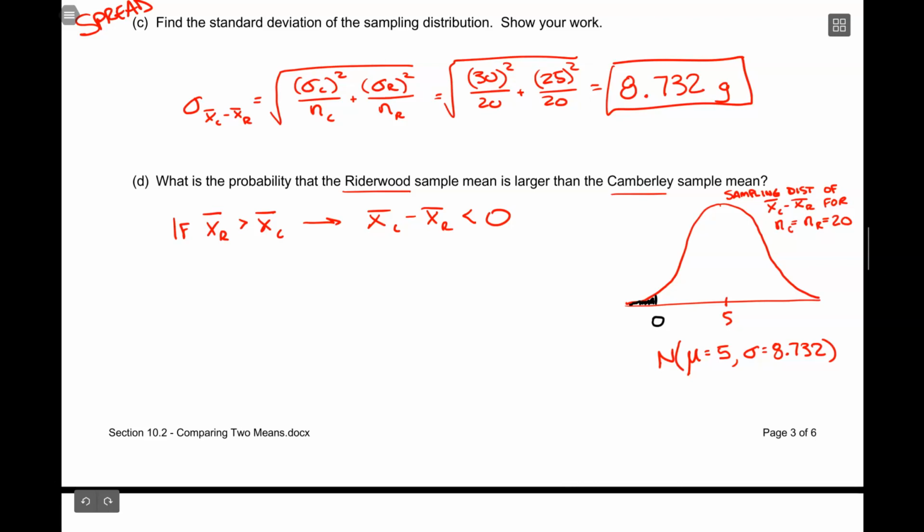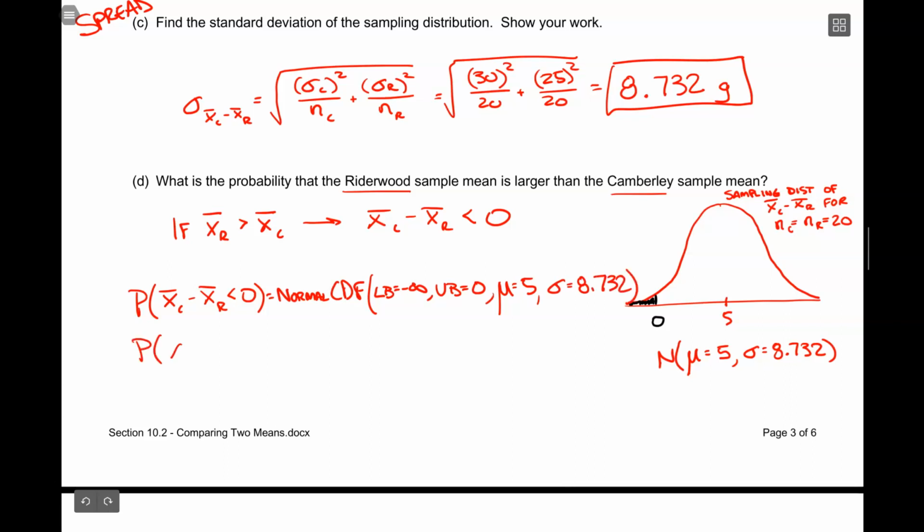And that's going to be a normal CDF calculation. The probability that x sub c bar minus x sub r bar is less than 0 is equal to normal CDF, lower boundary of negative infinity, upper boundary of 0, mean of 5, standard deviation of 8.732, and we get a value there of about 0.